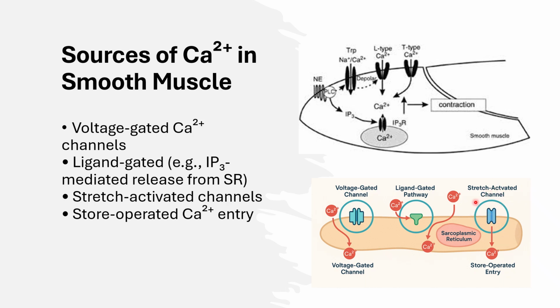When smooth muscle cells are physically stretched, such as in a filling bladder or a pressurized blood vessel, stretch activated channels open mechanically. These provide a direct link between physical distension and contraction, allowing extracellular calcium to flow in without the need for electrical or chemical signals. 1, 2, 3 mechanisms.